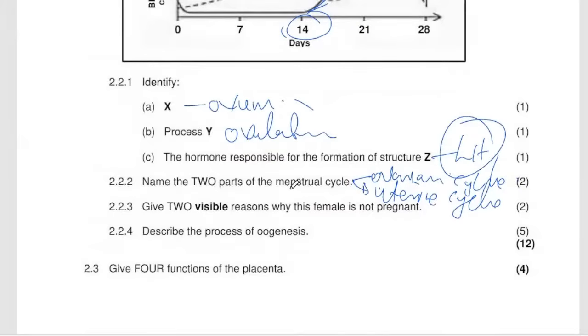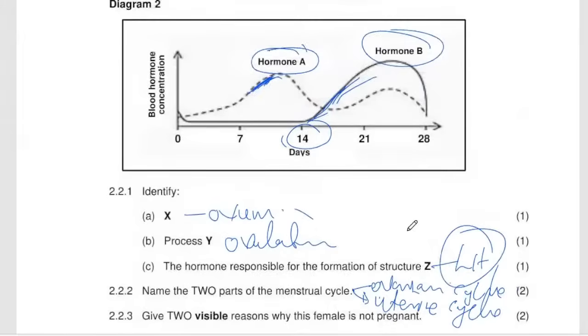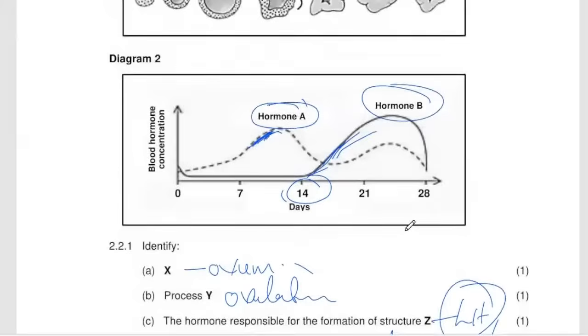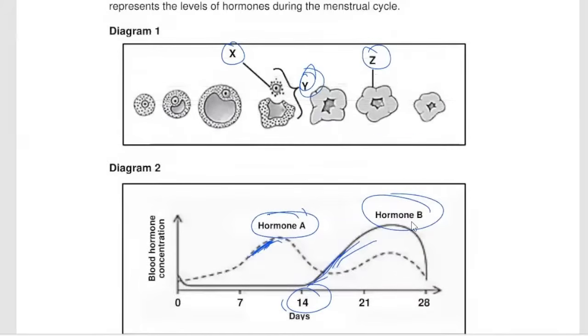Give two visible reasons why the person here is not pregnant. First of all, if you look at the size of the corpus luteum, it is degenerating, it is disintegrating. It was big, it becomes smaller, and then smallest. So it shows that there is degeneration of the corpus luteum.